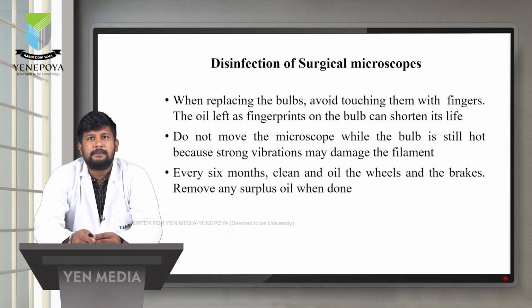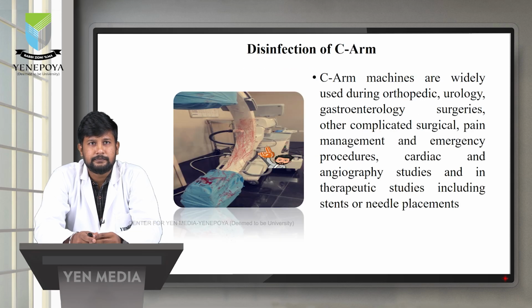When replacing the bulbs, avoid touching them with fingers. The oil left as fingerprints on the bulb can shorten its life. Do not move the microscope while the bulb is still hot because strong vibrations may damage the filament. Every 6 months, clean and oil the wheels and the brakes. Remove any surplus oil when done.